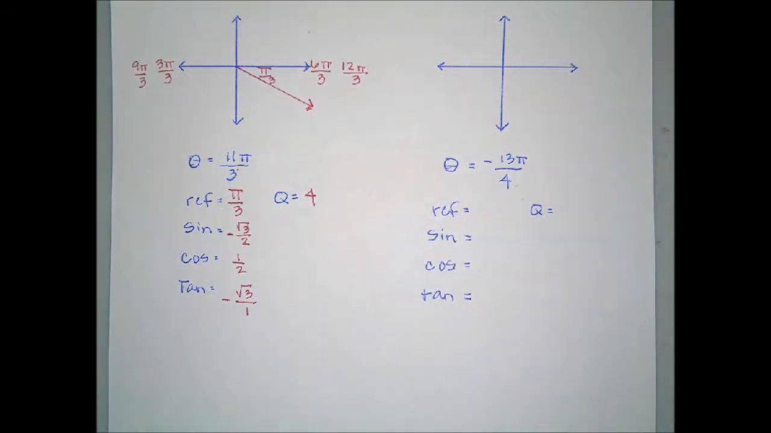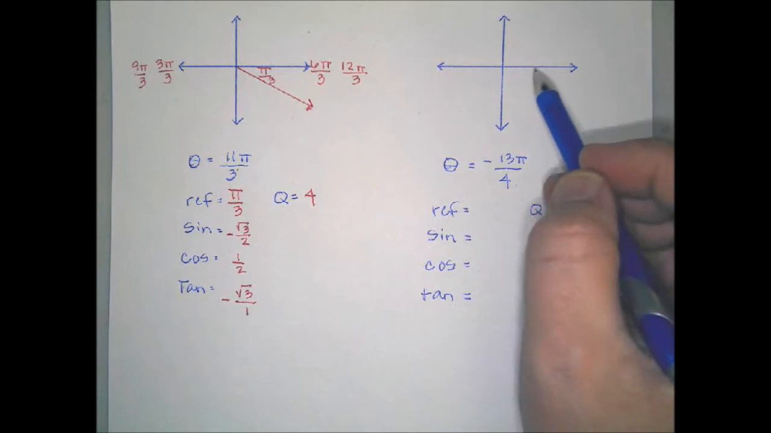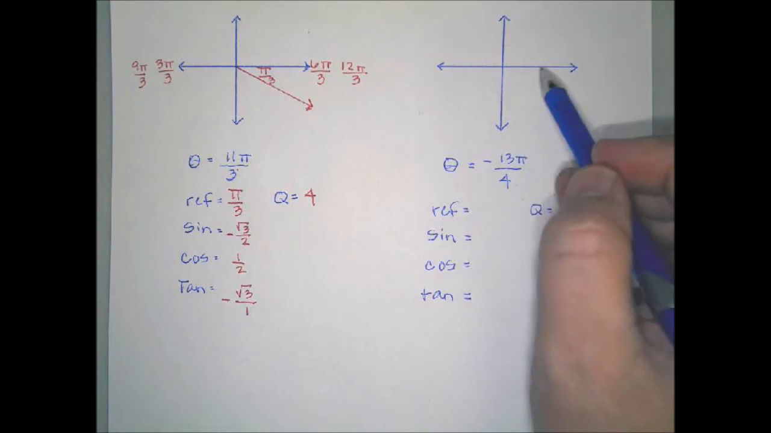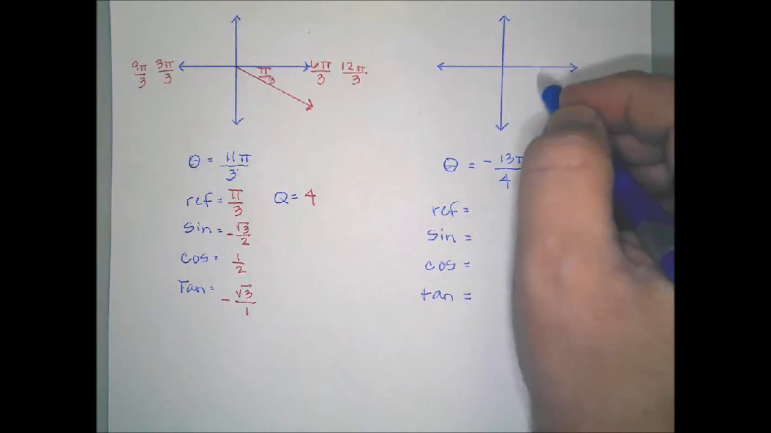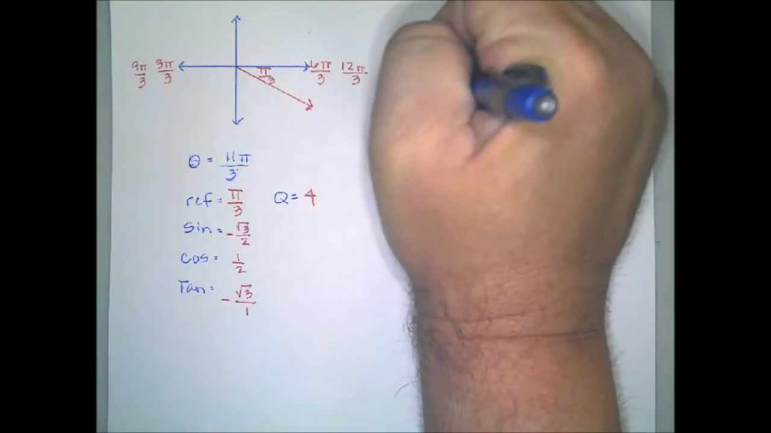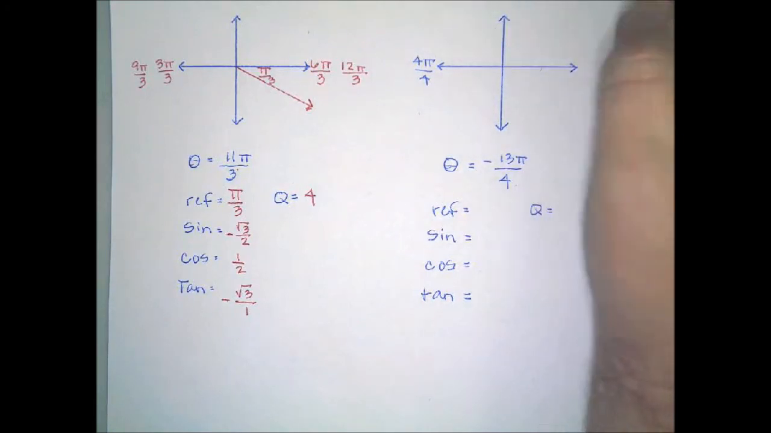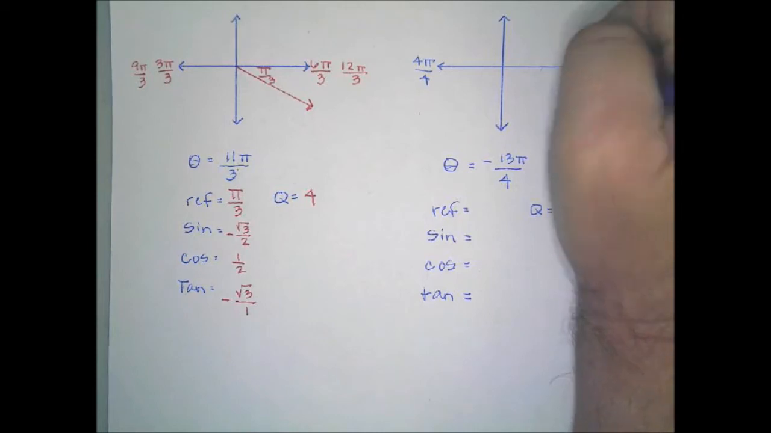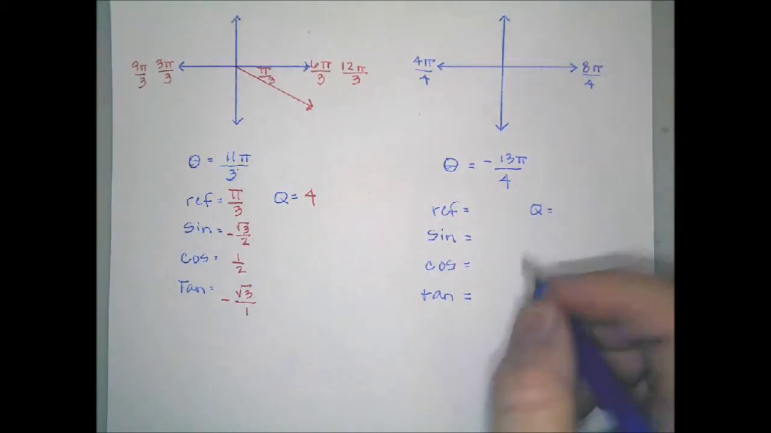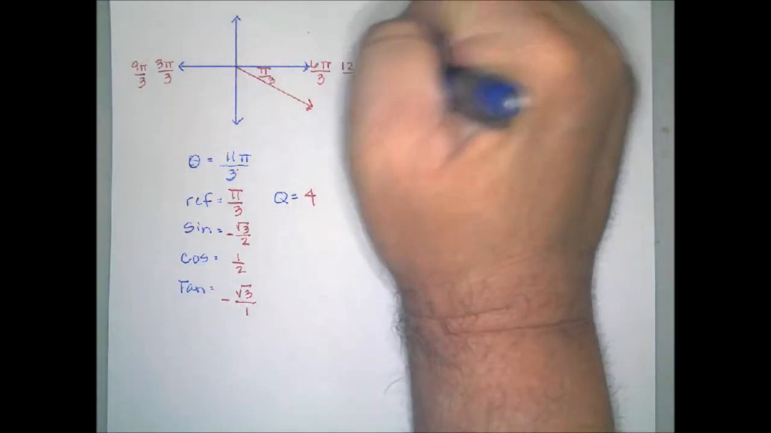Now, moving on to the next one. Negative 13 pi over 4. Okay. Well, negative means we're going to go in the other direction. We're going to go clockwise, not counterclockwise. But if I went halfway around, I'd be at 4 pi over 4. If I made it all the way around again, back to where we started, I'd be at 8 pi over 4. If I made it all the way around again, I'd be at 12 pi over 4.